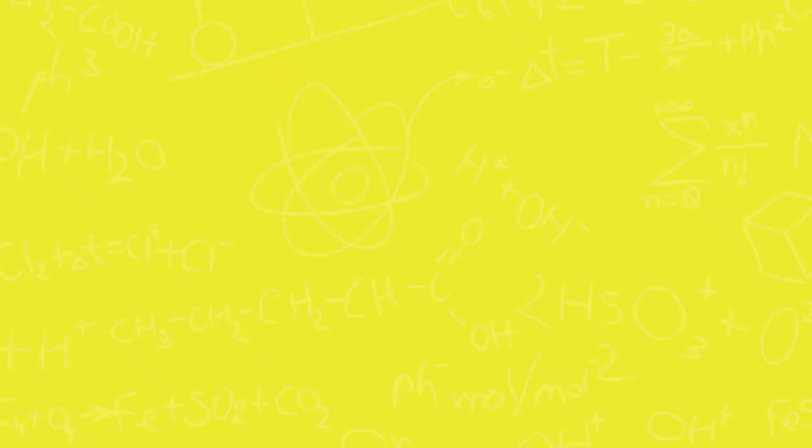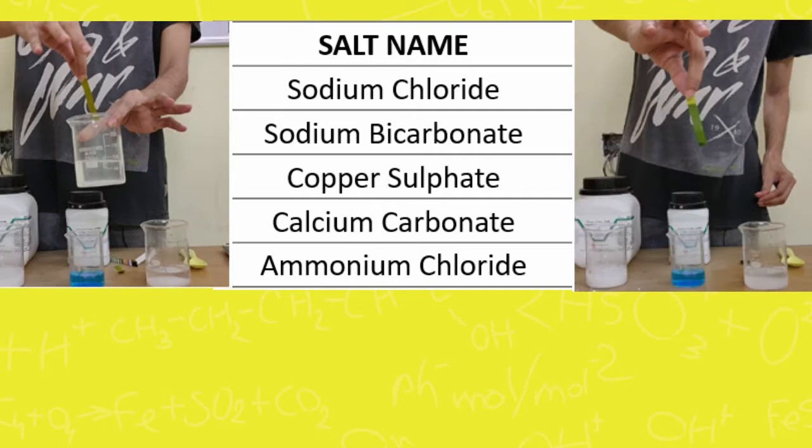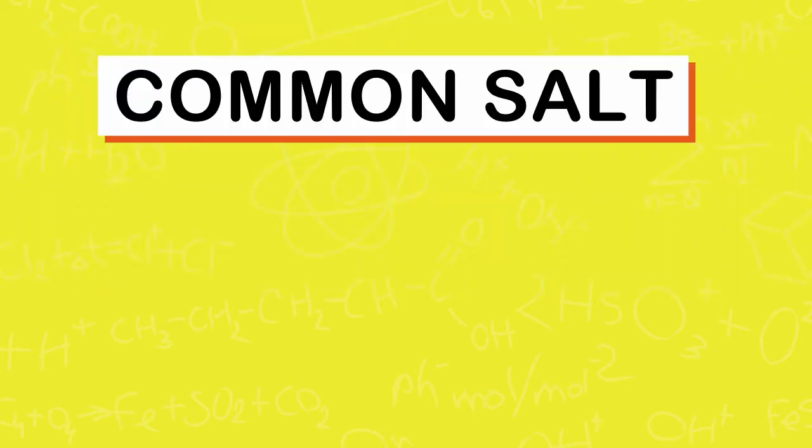Hey guys, so until now we have looked at the different types of salts that are there. We check their pH to see what type of salt they are. Today we are going to look at what uses there are for these salts. We'll start with the most common one, common salt, the one that we use. In today's class we'll talk about what all I can do with common salt directly or indirectly.